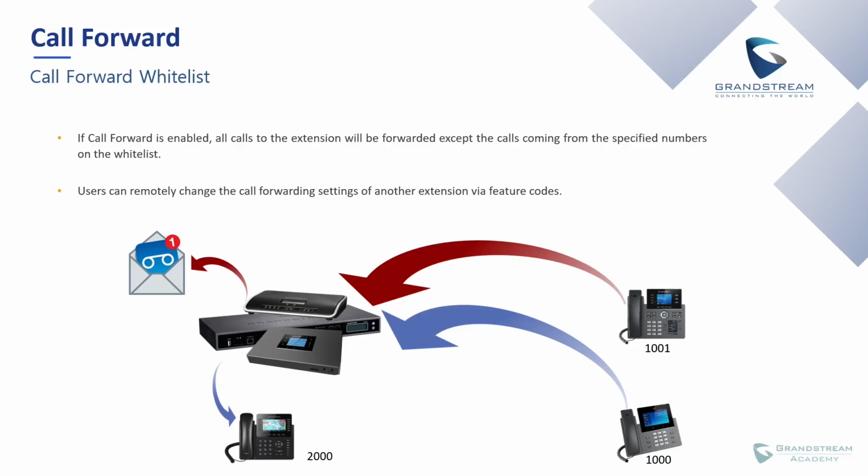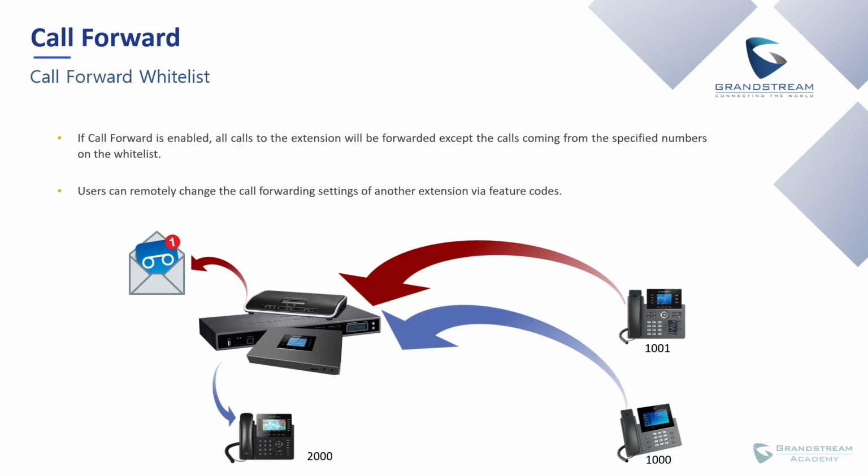In our example, call forward always is enabled and configured to redirect calls to the extension voicemail. And only extension 1000 can still make calls to extension 2000 through the UCM. The call from extension 1001 will be redirected to voicemail automatically.